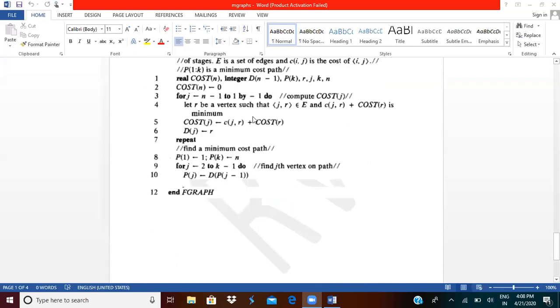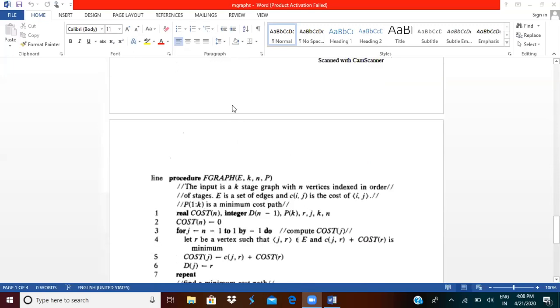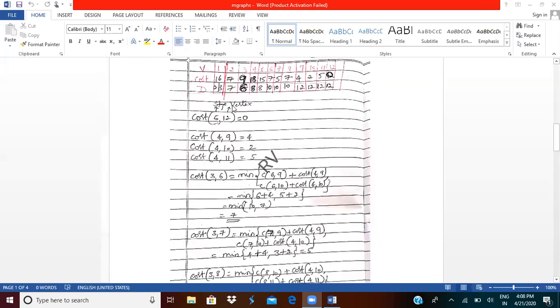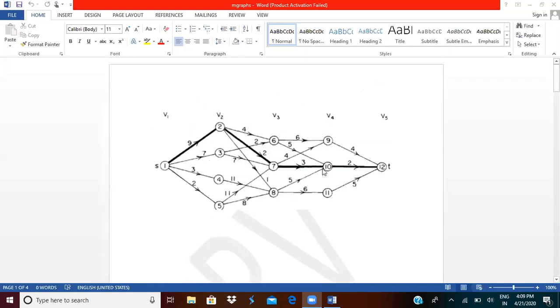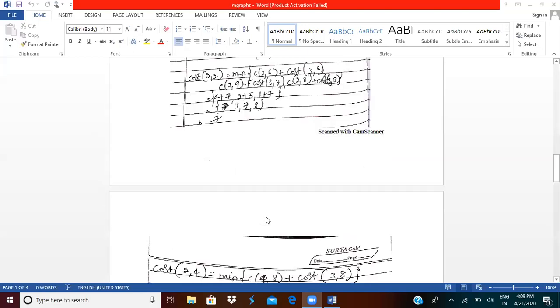If that is minimum, now if we take up this 12, you will not understand it properly. We shall take the fourth stage. This is the fourth stage, 9, 10, 11. Or we will take the third stage because there are two edges from each and every vertex. So we shall take the third stage. If we take the third stage, what does it say?